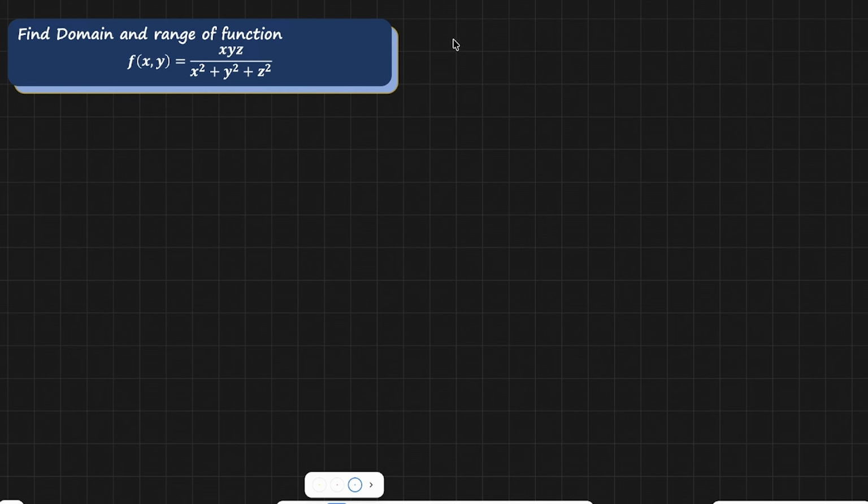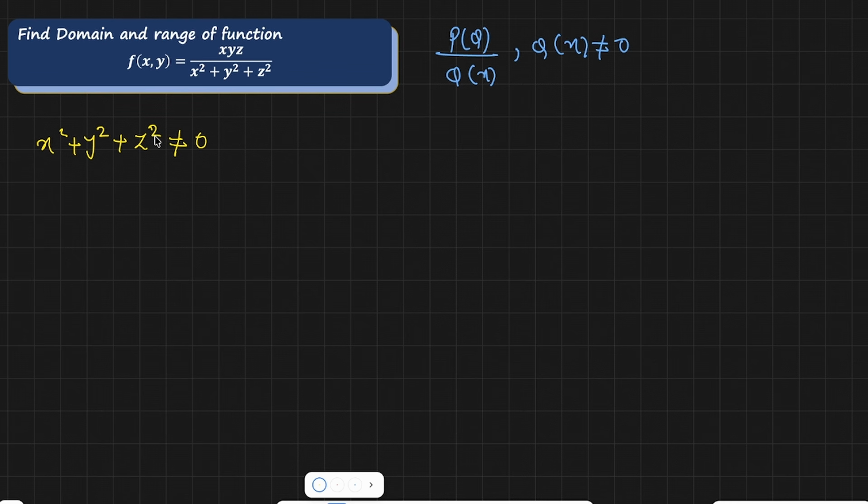Again, I explained to you, this is a rational function p(x) over q(x). So it means here your q(x) should not be equal to 0. So what you will do? You will simply take x square plus y square plus z square is not equal to 0. This is a function of 3 variables. So in this case, this is the condition.